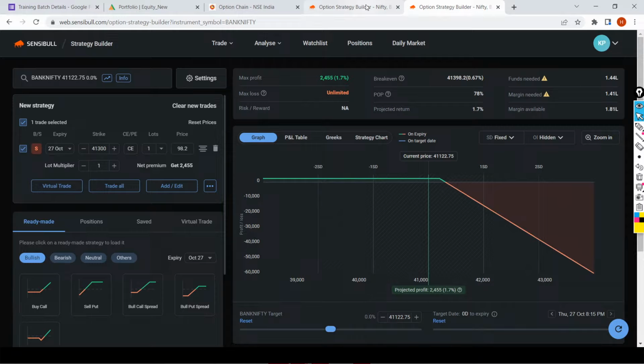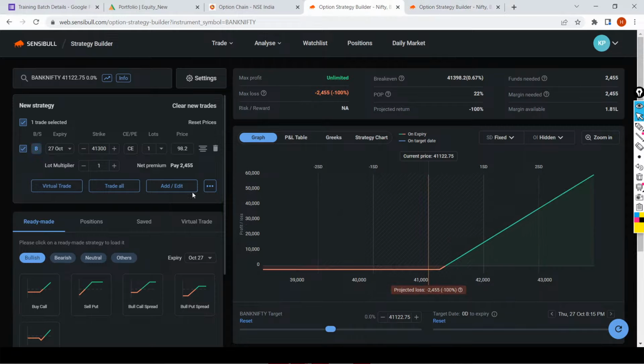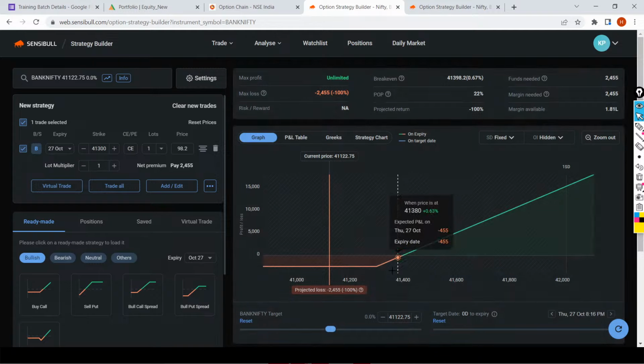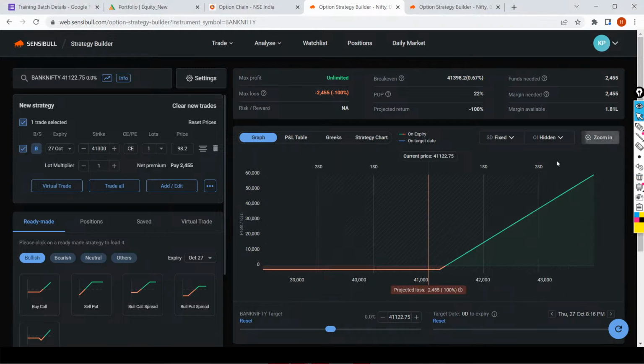Now see, let's take an example: I bought 41,300. We were discussing the break even, so now let's talk about only the buying. Let me show you. This is going to be very interesting, friends. Any understanding? Okay, good. So if you bought 41,300 when the market was standing at 41,100, check your break even, friends.